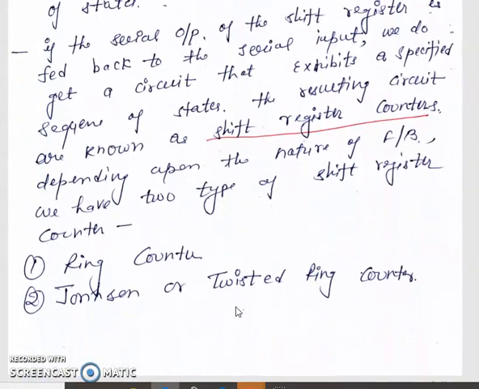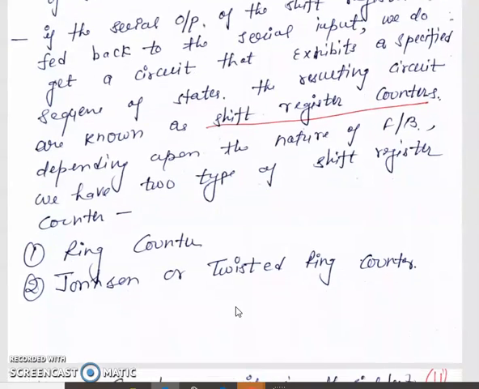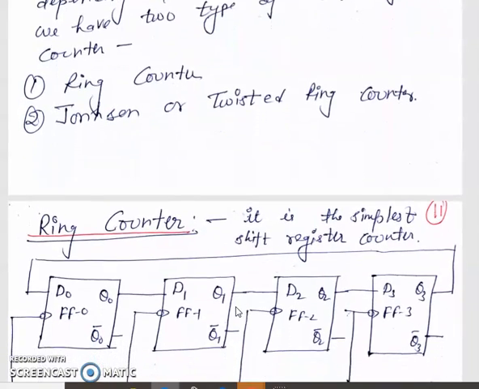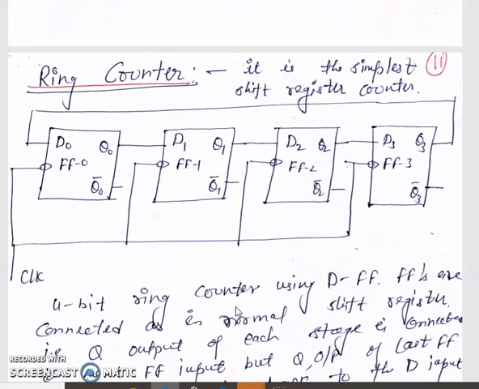Depending upon the nature of feedback, we have two types of shift register counters. The first one is the ring counter and the second one is the Johnson counter. The Johnson counter is also known as the twisted ring counter because of the pattern of feedback. First we read about the ring counter, or ring shift register.